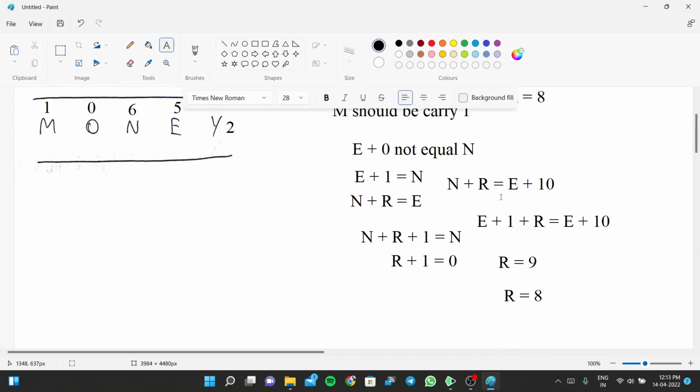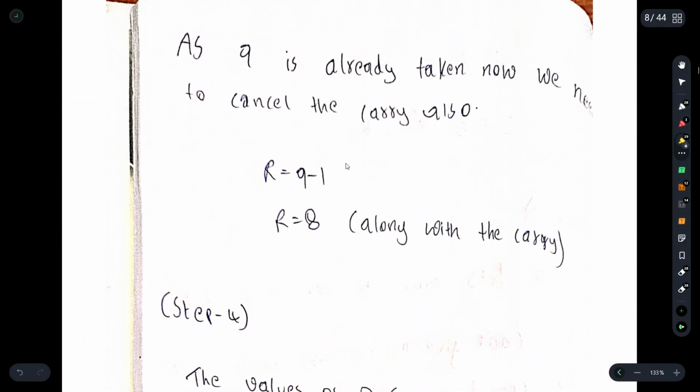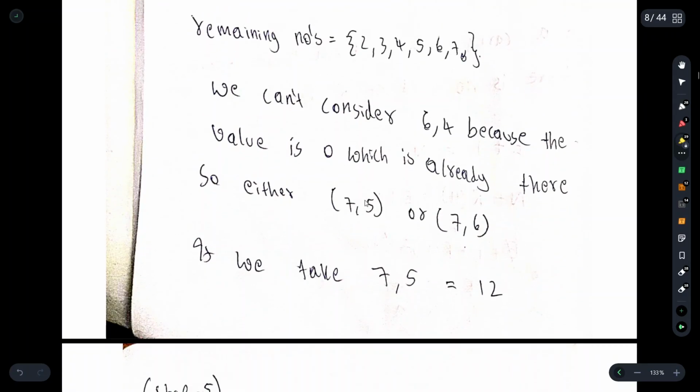So this is a relation which I had built up here, and from E plus 1 is equal to N, I am going to substitute both things and find out the value of R is equal to 9. As 9 is already taken, we subtract one from the 9, then it will give me 8. So the values of the D and D can be considered only in two combinations: either 7, 5 or 7, 6.